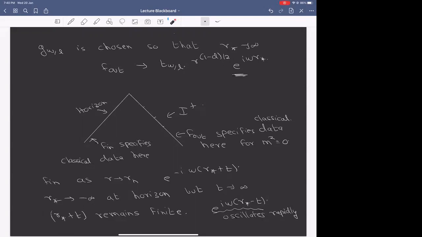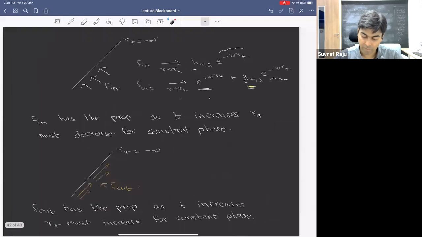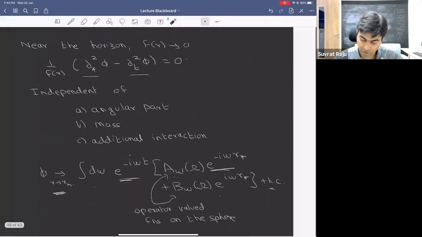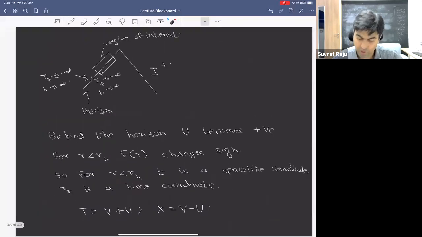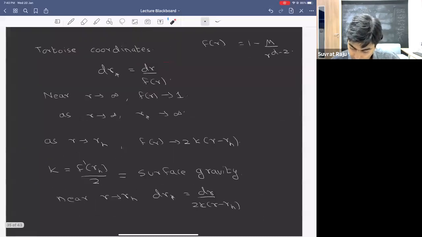Because if you think of the union of the horizon and scri plus, that gives you a Cauchy surface for the whole space-time. If you think of the space-time that we drew here, sorry, let me go back a few slides.